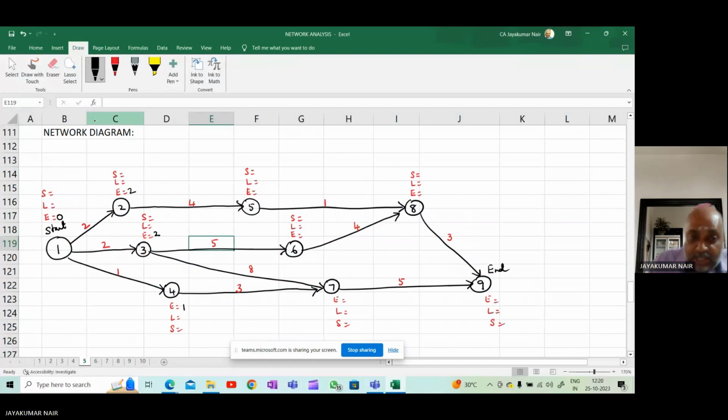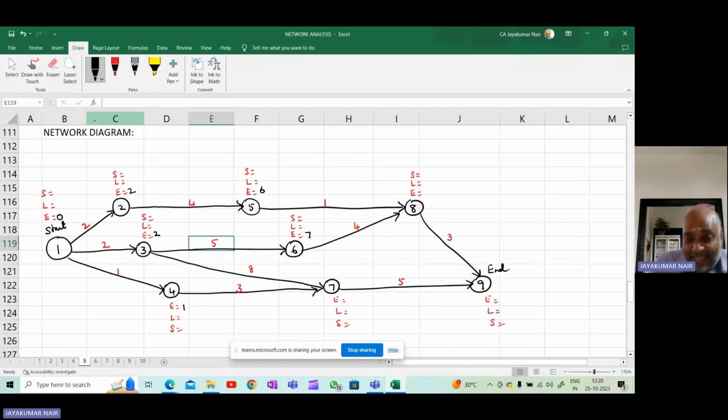Now again, there's only one arrowhead entering this node 5. Therefore, 2 plus 4 is 6. So E value is 6. Now, there's only one arrowhead entering node 6. So 2 plus 5 is 7.